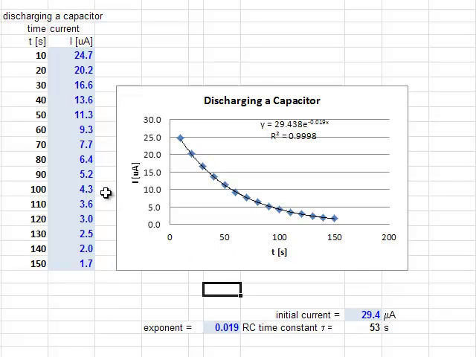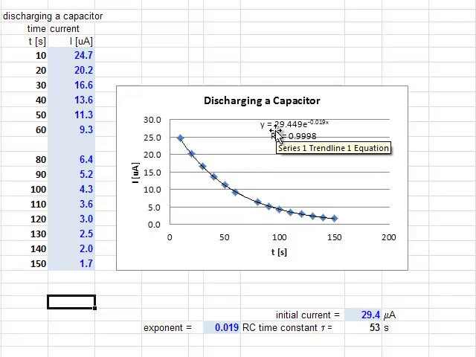Let me just show you what if you didn't have one data point, like you missed one or you're unsure about one or you want to kick one out. Well, I could just delete this one, and notice what happens is that one data point vanished and the equation got a little bit adjusted, but overall, I got 14 data points instead of 15, which is just about as good. In fact, notice on the equation nothing changed. It's still 29.4 microamps, 0.019 for the exponent, 53 seconds for the time constant. And that means if you have one data point less because you missed a data point, it won't matter in the end.